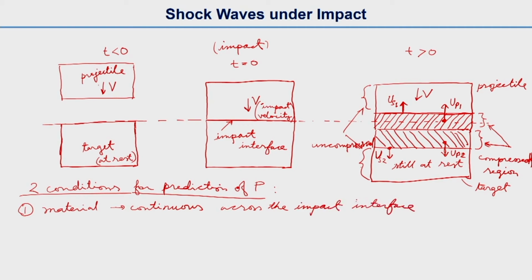Impact interface. So, this side and this side should be continuous. Continuous means the impact particle velocities are the same. It means the particle velocities are the same, and otherwise what happens?